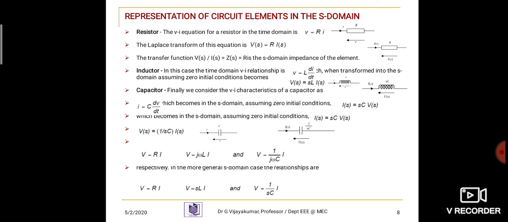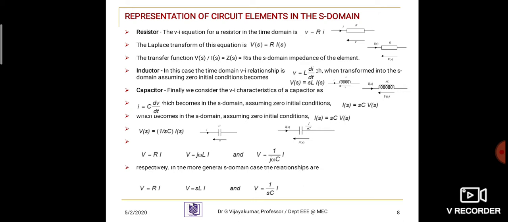The representation of a circuit element in the S domain. Previously, in module 1, I explained the resistor, inductor and capacitor with respect to the time domain. Similarly, here also, if I apply a current or voltage across a resistive, inductive or capacitive element, what will happen? That equation is converted into the S domain.